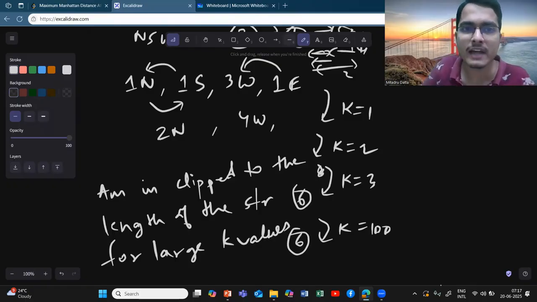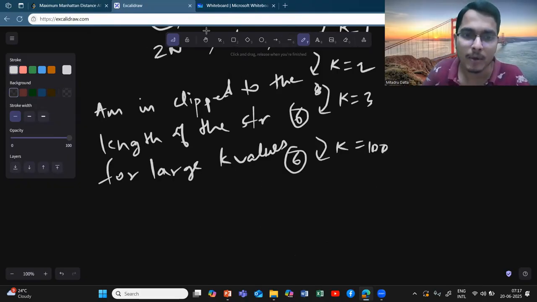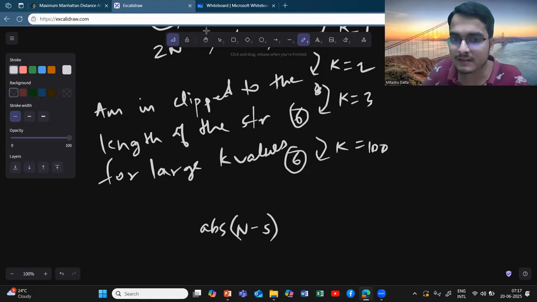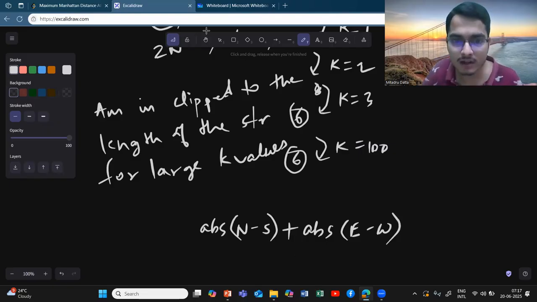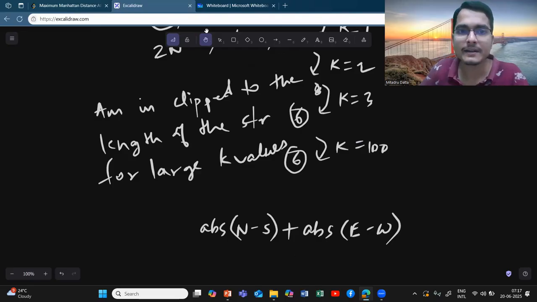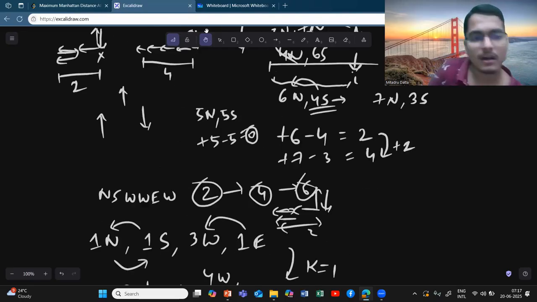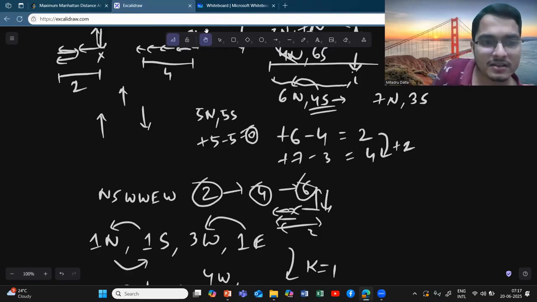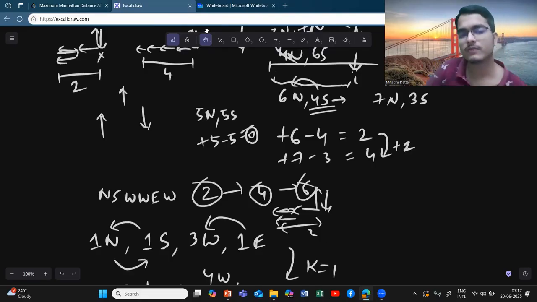For every index, I need to calculate the initial difference: north minus south, plus east minus west. This is nothing but the count of north and the count of south, and I will just hold them in 4 variables. Here north minus south is 0, and west minus east in absolute value is 3 minus 1, which is 2.